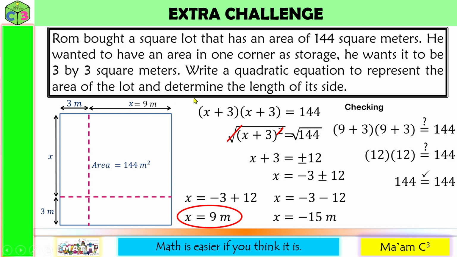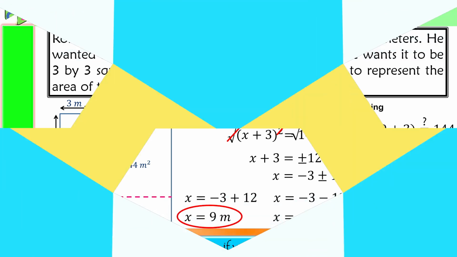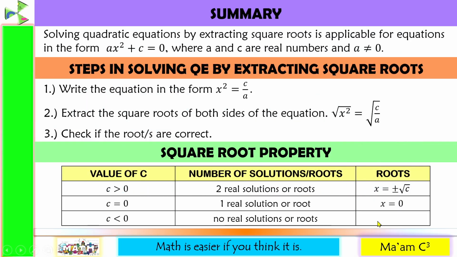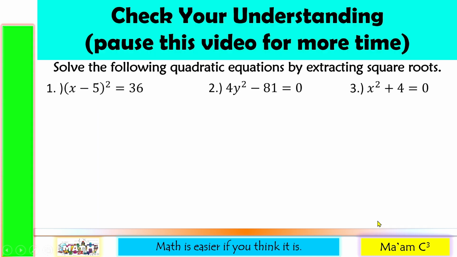Since we are asked to determine the length of the side, then we are going to add this 9 to these 3 meters here. And 3 plus 9 is equal to 12. So meaning the length of the side is equal to 12 meters. For the summary, here are the things that we discussed in this lesson. Take time to understand this. Now it is time to check your understanding. Pause this video for more time.